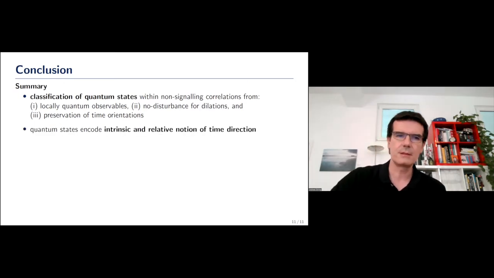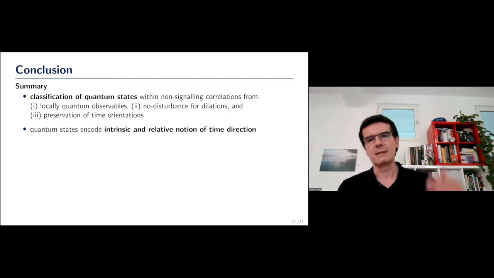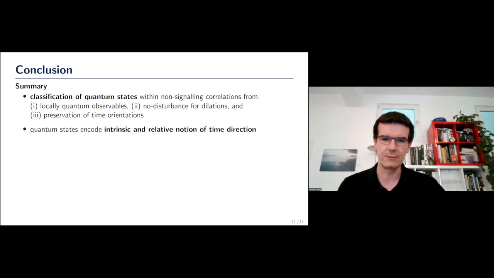Now, it's important to say one thing that it's not really clear from what I said so far. This does not mean to pick some kind of global time direction. This notion of time orientations is an intrinsic and relative notion of time direction. Basically, Alice can say which direction time is forward for her, and Bob can say which time direction is forward for him. And if they do this in a consistent way, then this condition of preservation of time orientations is fulfilled. They could also pick both the opposite, it would still work. So this does not fix any global time direction in any way.